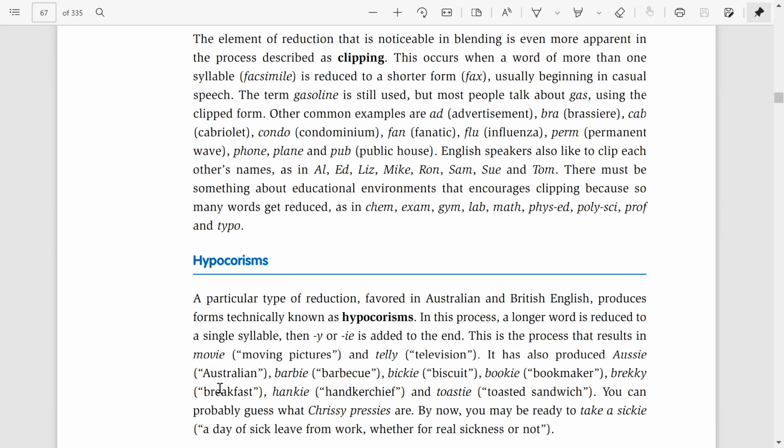And for example, here we have moving pictures, for which we use movie, and for television, we use telly, and for Australian, sometimes we use Aussie, and for barbecue, we sometimes use Barbie. What have we done? We have reduced the two or three syllable words to a single syllable word, and we have added ie or y at the end of that word. For biscuit, we use bickie, etc. You can find other examples over here. And for best friend, we normally use bestie. So this is an example of hypocorisms.